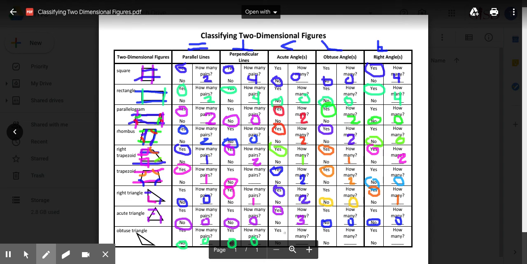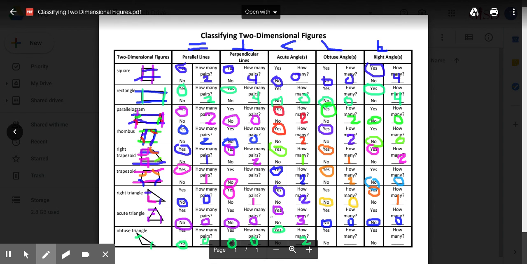It asks if you have any acute angles. The answer is yes. You have an acute angle here, an acute angle here, so you have 2. So your answer is yes. And you have 2 acute angles.